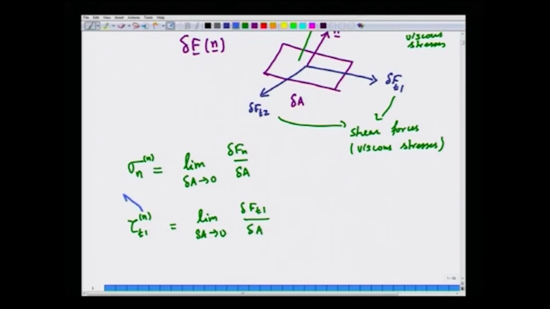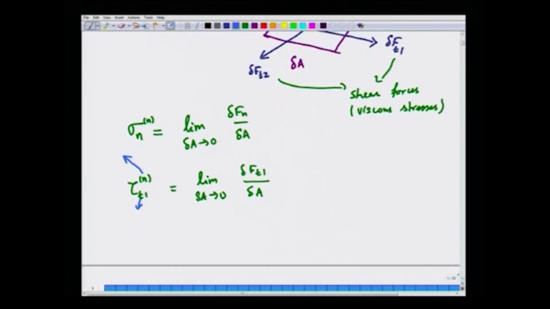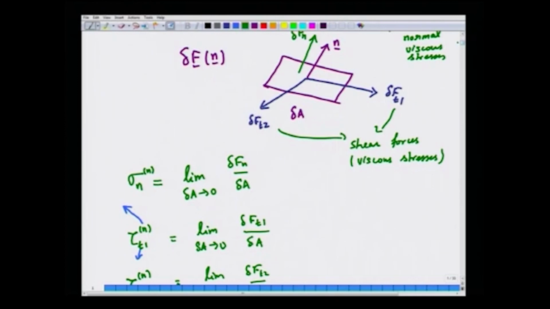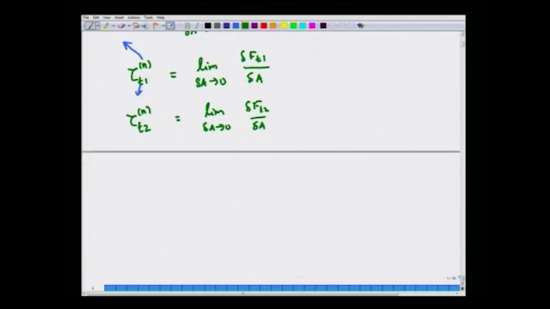This denotes the fact that you are considering a surface whose unit normal is in the n direction, and this is the tangential vector in the one direction, and similarly there is also a tangential force in the other direction. All we are saying is that for any given plane, any surface with an arbitrary orientation n, the force exerted on that surface by the neighboring fluid could have three components, one along the normal and two in the two tangential directions along the surface. That is all we are saying.